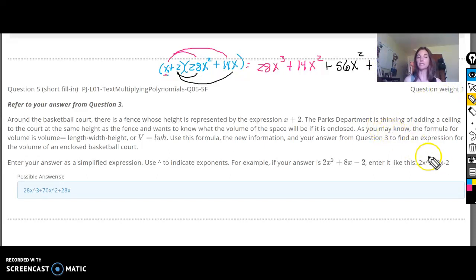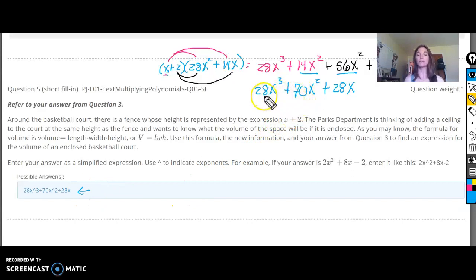My last step here will be to combine like terms, so I'm going to do that in blue, and I can combine the x squareds, okay? I can't combine anything with x cubed because I only have the one x cubed term, but I have two x squared terms. So I have 28x cubed plus 14 and 56 is 70x squared, and 28x. And as you can see, that is the answer that they have here.